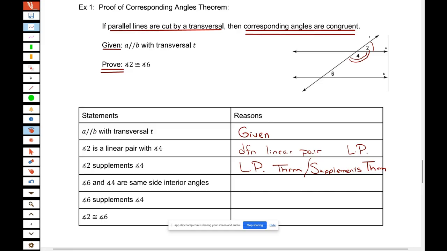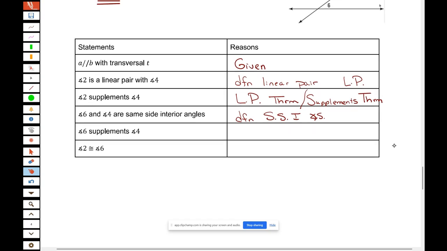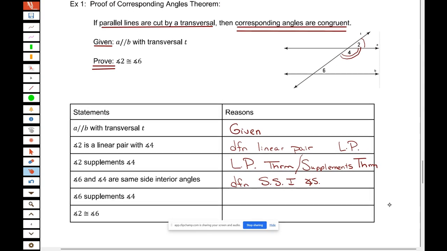Then next, we're going to look at angle 6 and angle 4, and we can see in the picture, those are same side interior angles, so that's going to be definition of same side interior angles. And then it says they are supplementary. Well, we learned by the same side interior angles postulate that if the lines are parallel, same side interior angles are supplementary. Same side interior angles postulate.